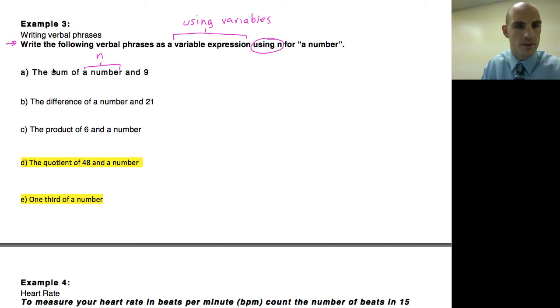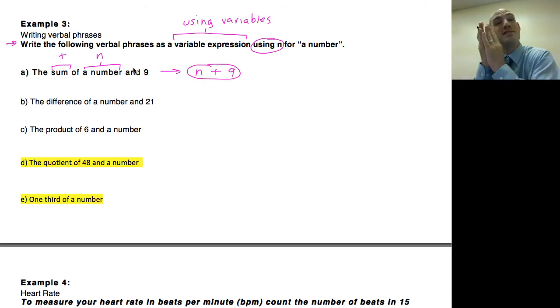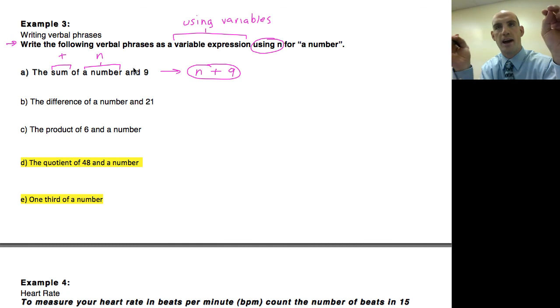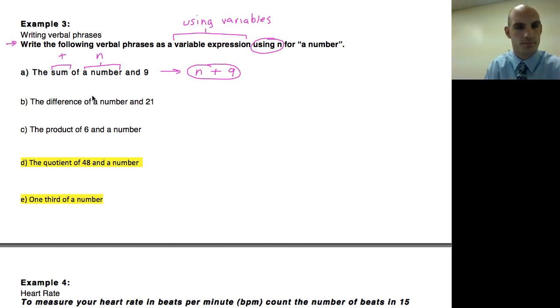And the sum is a word for plus. So the sum of a number and 9. So this is going to be the sum of some number n and 9. So this is my answer here. N plus 9 is this variable expression that means these words. So the key is figuring out what goes on either side and what the operation is.